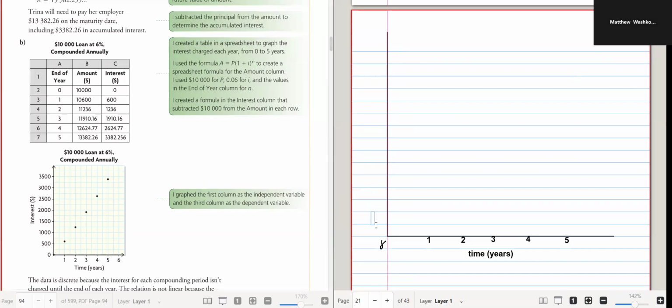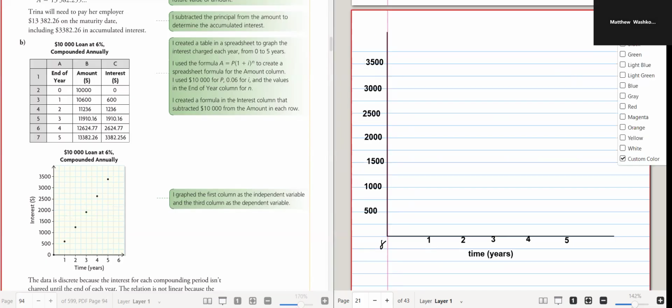So if I'm going up 15 lines, I'm going to go up by, I don't know, $500 every 2 lines. Sure. 1,500, 2,000, 2,500, 3,000, 3,500. There we go. I have enough now. Now all I got to go do is plot my points, right? Just plot my points. So at year 0, it was $0 in interest, right? At year 1, it was $600 in interest.